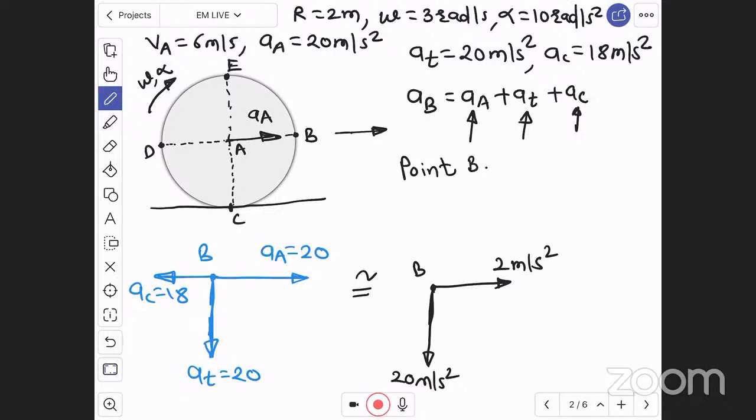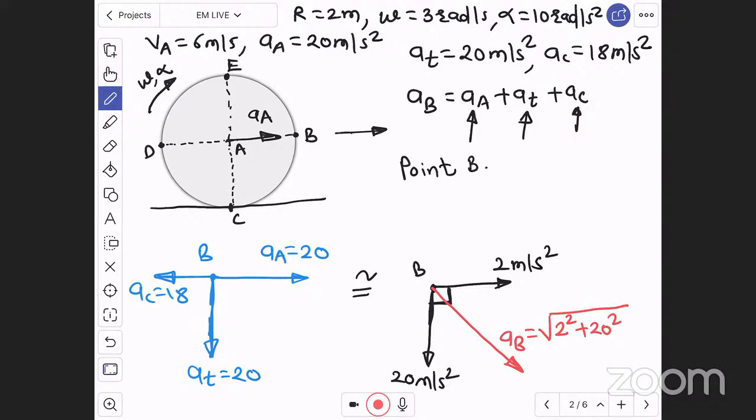Now we have to find the resultant of these two accelerations. Angle between them is 90 degree. Therefore the resultant acceleration of B will be like this. Now we have to find the resultant of these two, friends. The resultant will come in between the two. That is, this will be your acceleration of B, right? And which is nothing but, for two perpendiculars, the resultant is under root of 2 square plus 20 square. Right? How do you find the resultant? Law of parallelogram and Pythagoras theorem. And Pythagoras theorem for two perpendicular vectors, the resultant is under root of square of first plus square of second.